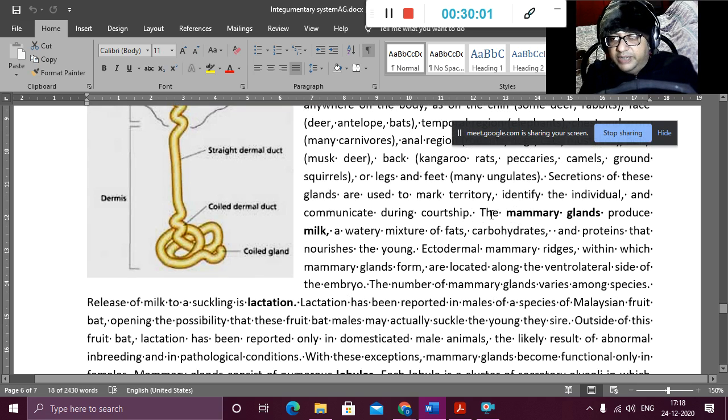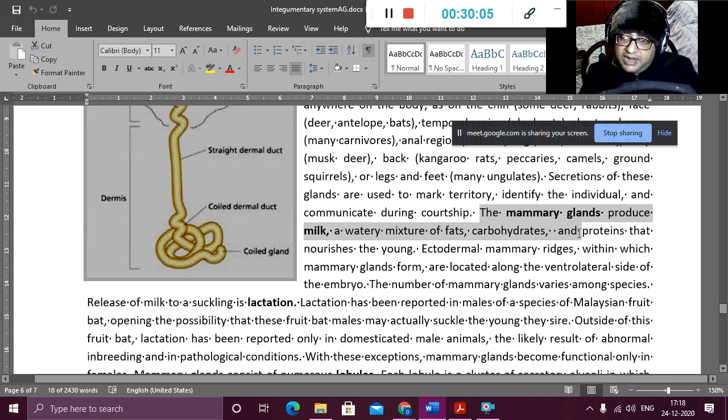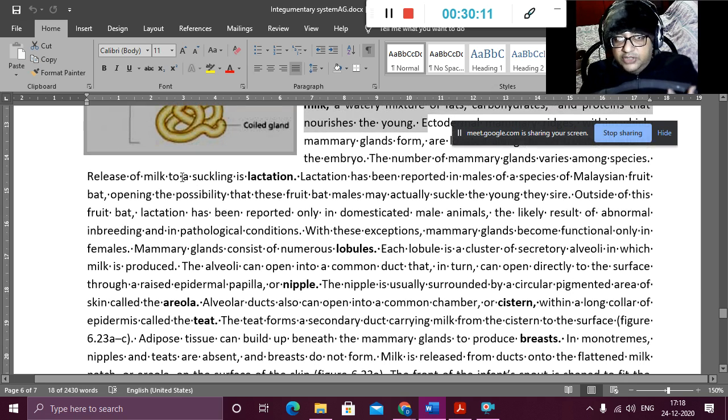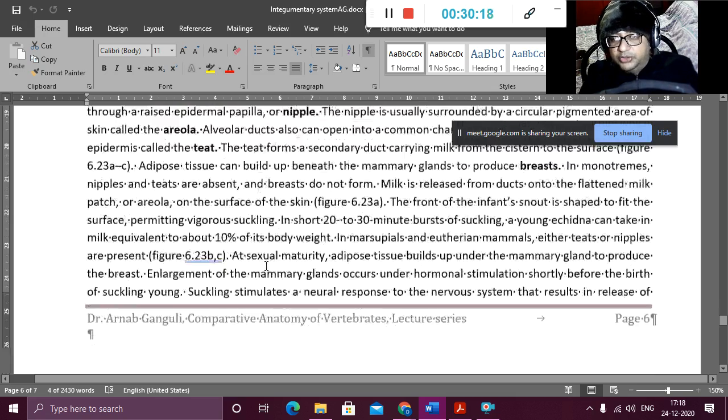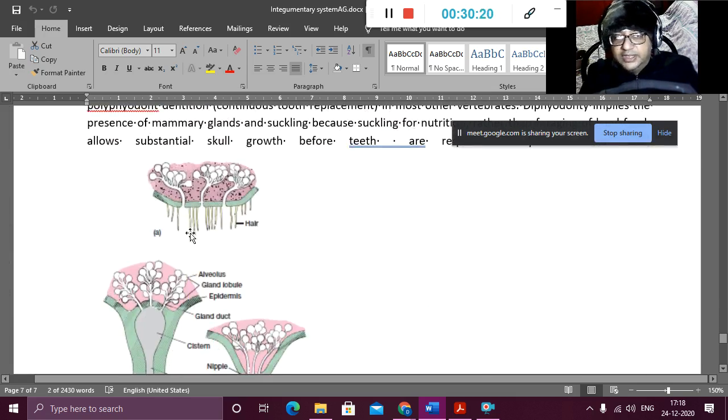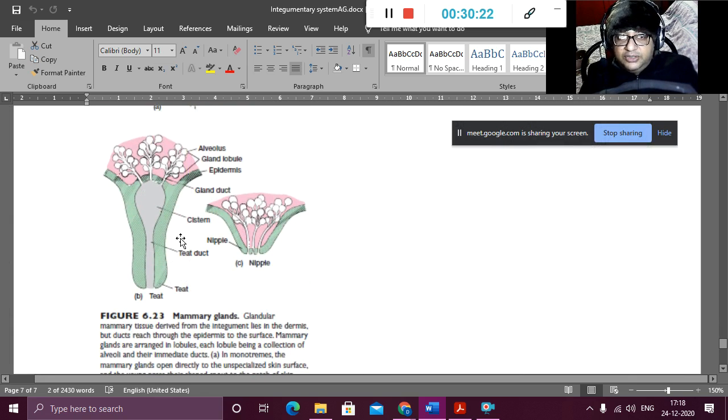Then you need to read about the mammary glands. They produce milk, a watery mixture of fat, carbohydrates, and proteins that nourishes the young, and the release of milk to a suckling is known as lactation. They have numerous lobules, so you need to read this. This is the structure. You can see the nipple, known as the teat, and these are little lobules, alveoli, which contain milk, and it comes out.